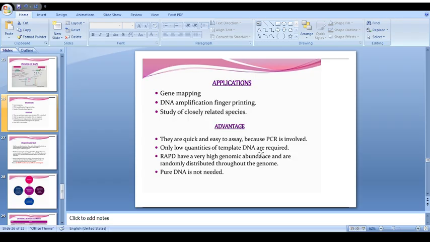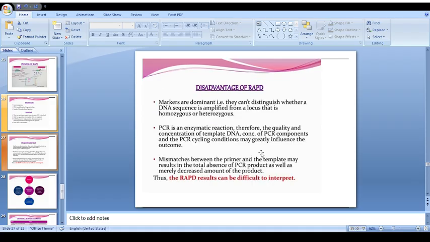Only a low quantity of DNA is more than sufficient to carry out this mechanism. And RAPD has a very high genomic abundance and is randomly distributed throughout the genome. Pure DNA is not at all needed. Disadvantage: the markers are dominant.